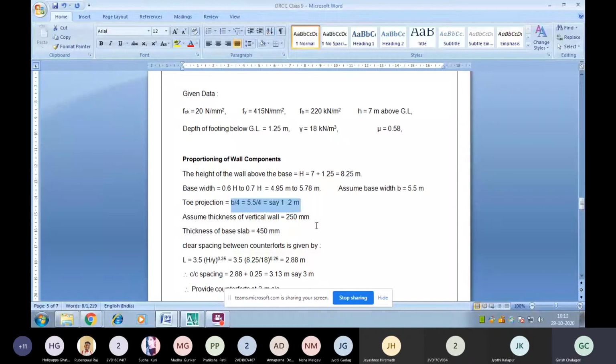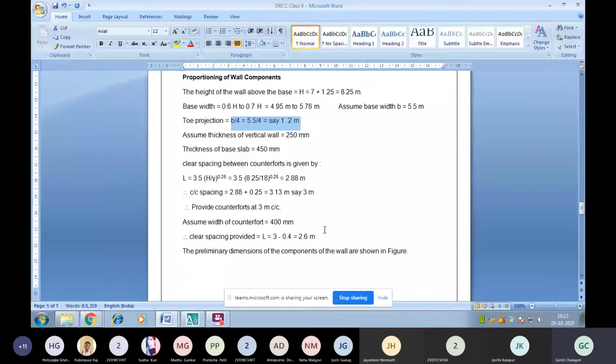Then next comes the spacing between the counterforts. Yeah, counterforts, there is a formula for you people. You can see here the distance between the counterforts can be found by this formula, that is L equals 3.5 times the bracket of capital H divided by the density of soil.